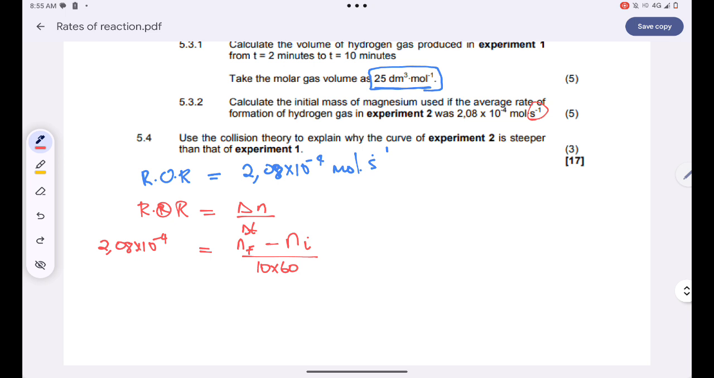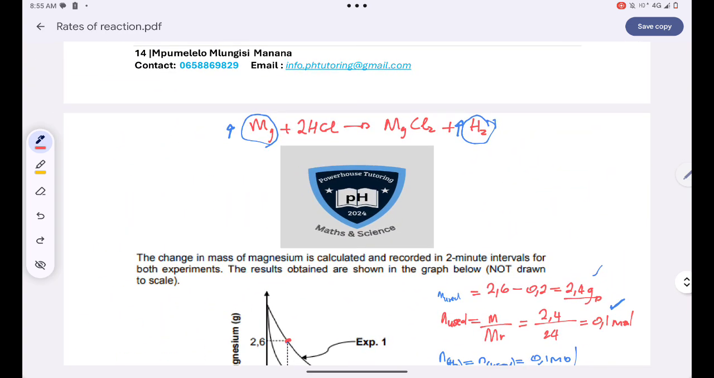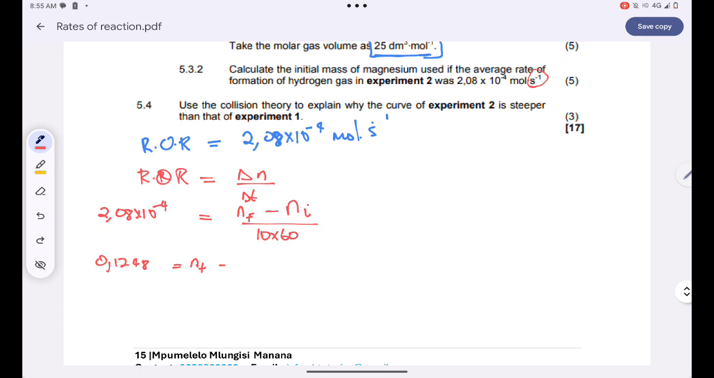Why am I doing this? I'm just cross multiplying. I'm trying to get rid of fractions. This will be 0.1248. This is the number of moles of my hydrogen final. But remember that, guys, initially I did not have hydrogen. Are you together? Why am I saying that? Because hydrogen is my product. When the reaction starts, there was no hydrogen formed. Hydrogen was formed because magnesium was used. Are you together? So initial number of moles for hydrogen, they were basically 0 moles.